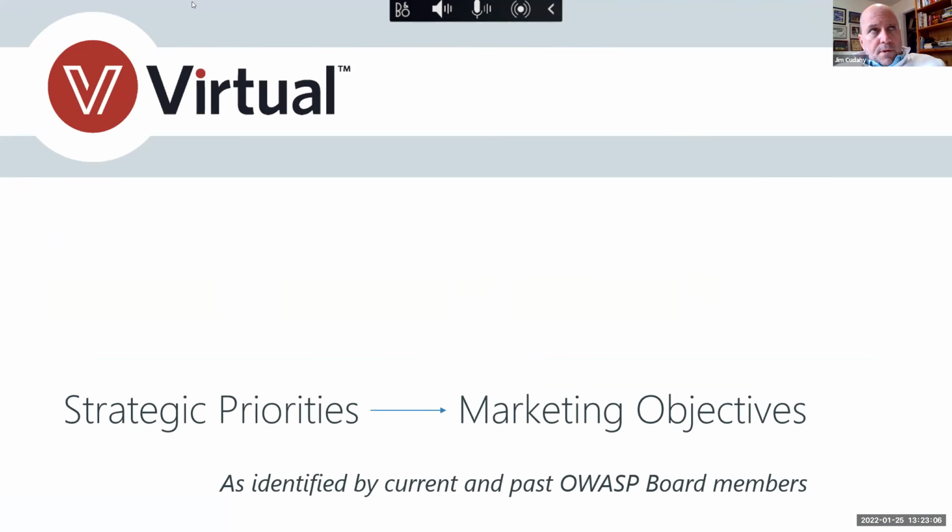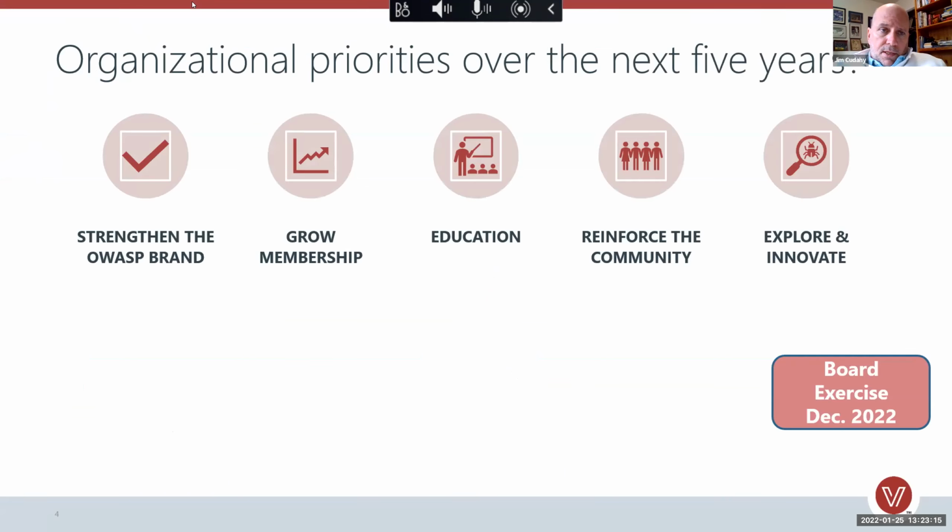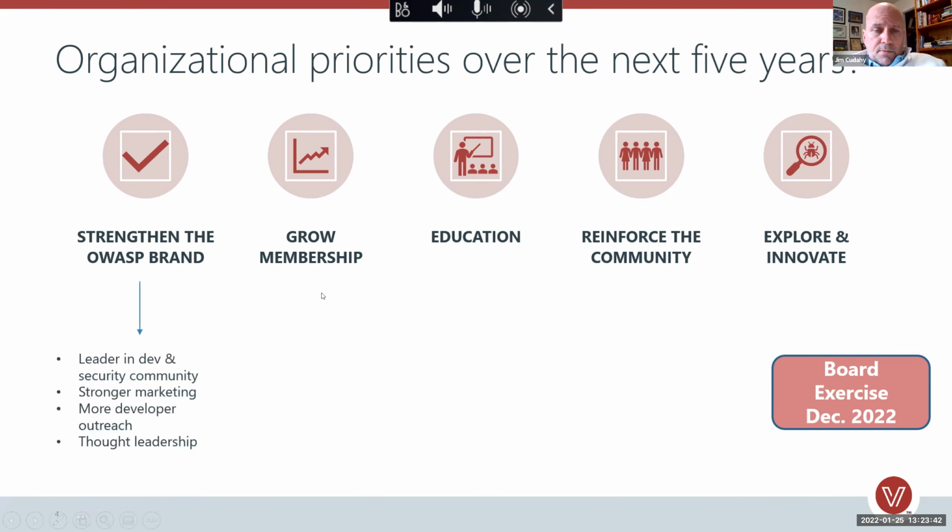So let me start off talking about some of the results from that board visioning or strategic planning exercise. We asked in the survey, are you a current, incoming, or former board member? I think around 30 people answered yes, and then some portion thereof answered the subsequent questions. When you identified organizational priorities over the next 5 years, and this was anecdotal, but grouped based on the responses, number one was to strengthen the OWASP brand.